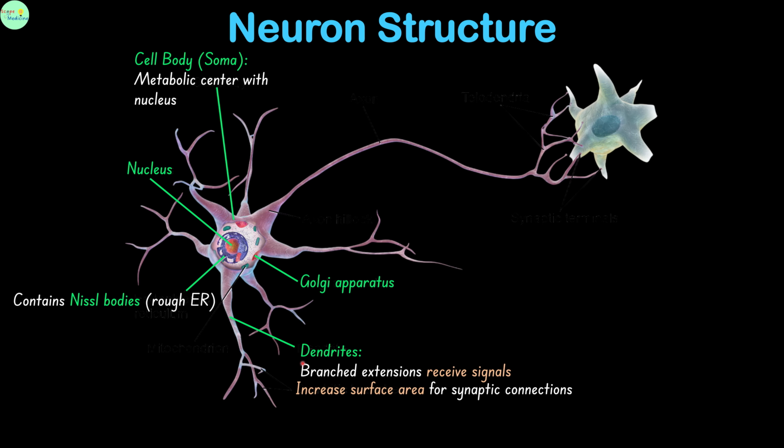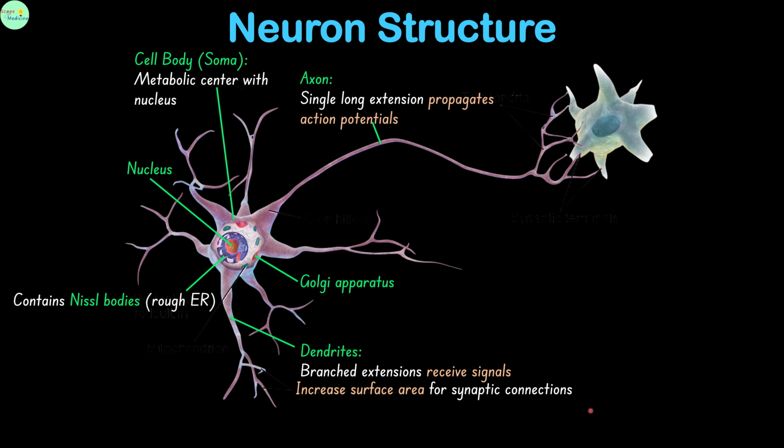Extending from the soma are dendrites, which are highly branched, tree-like extensions specifically designed to receive incoming signals from other neurons. Their extensive branching dramatically increases the surface area available for forming synaptic connections, allowing a single neuron to receive input from thousands of others.